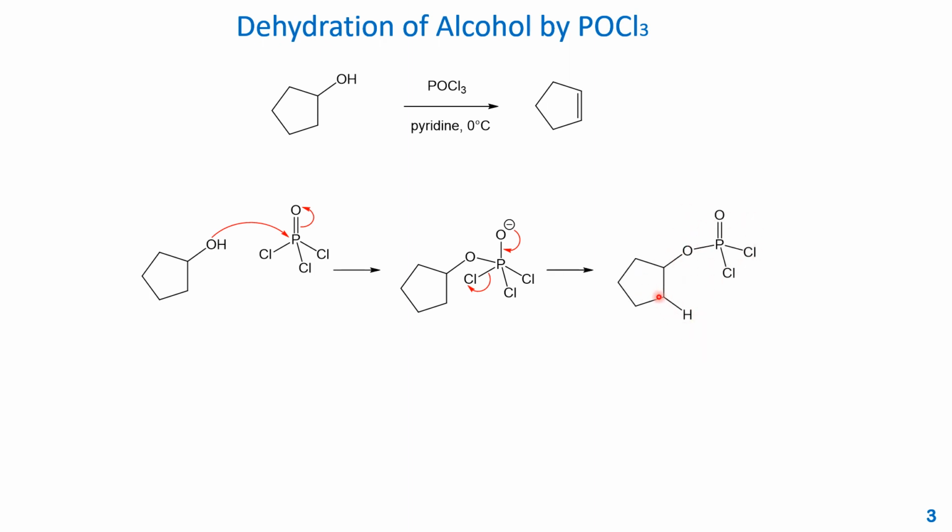And then this beta proton will be deprotonated by pyridine. The pyridine is the base. So the pyridine will take this proton, and then the electrons between carbon and hydrogen will push back to form a pi bond and also kick off this big leaving group, which is also a good leaving group, to form the product cyclopentene. So this is the third way to dehydrate alcohol.